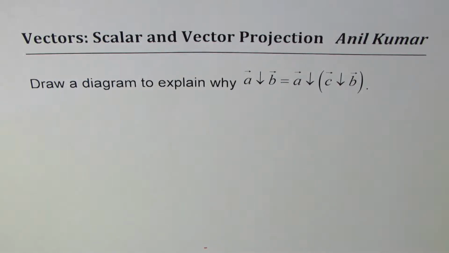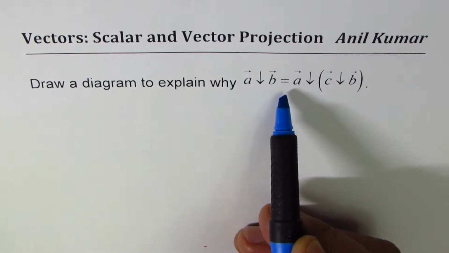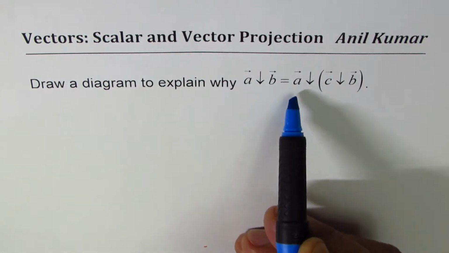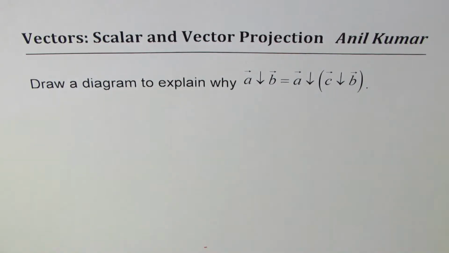The question here is, draw a diagram to explain why the projection of vector A on B is equal to the projection of vector A on the projection of vector C on B. That's the question for you. You can pause the video, think about it, answer, and then look into my suggestion.